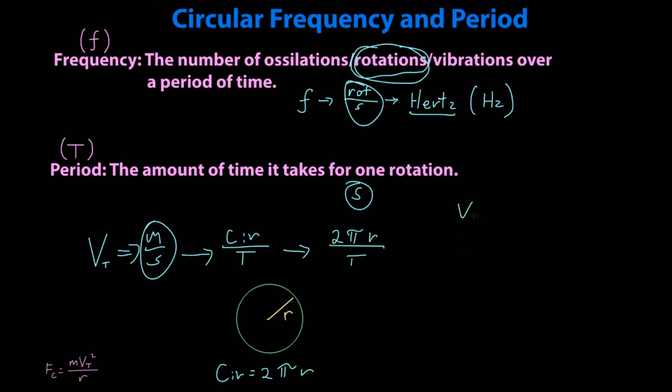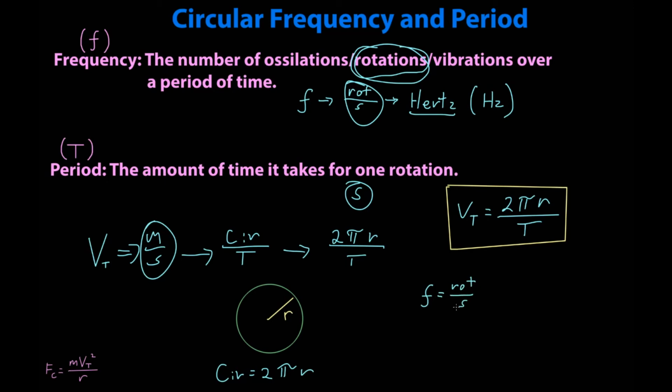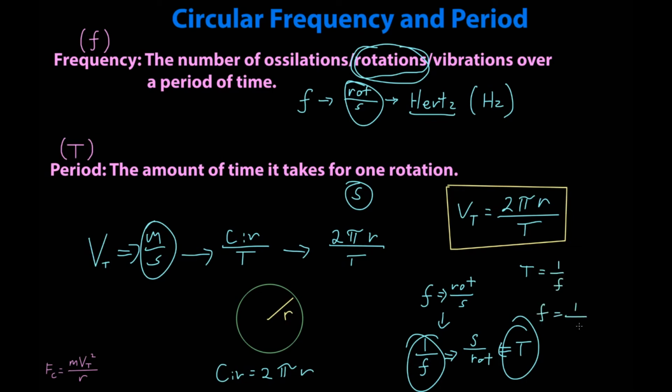I'm going to write that over here. So I'm going to put this here and mention one more thing. If frequency is rotations per second and period is the amount of time for one rotation, if I take 1 divided by frequency, that would give me seconds per rotation. And this would be period. That means period is 1 over frequency, or frequency is 1 over period. It can be written either way. They are inversely proportional to each other.